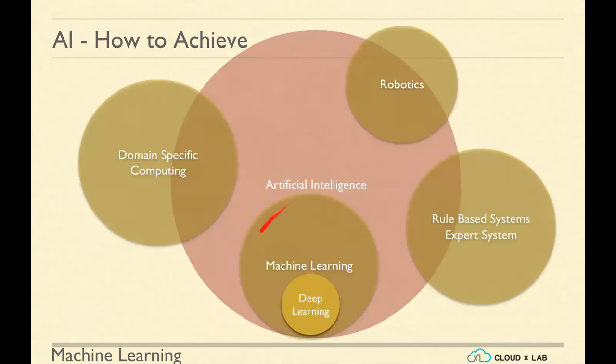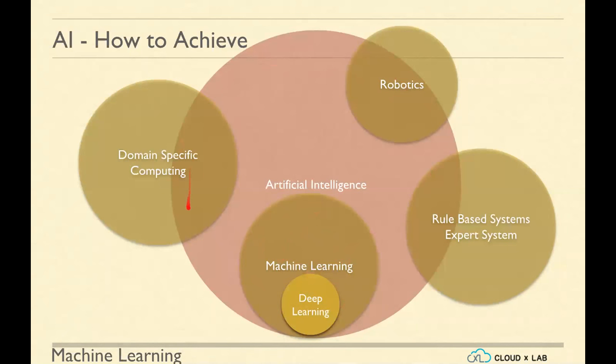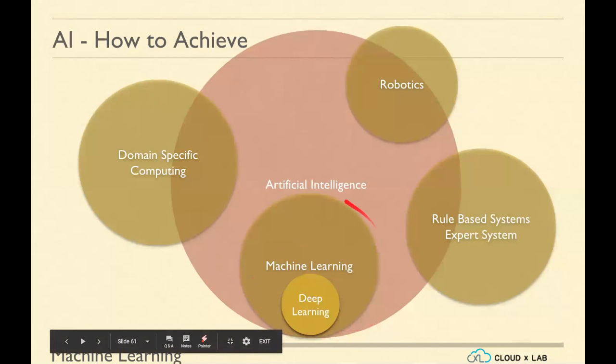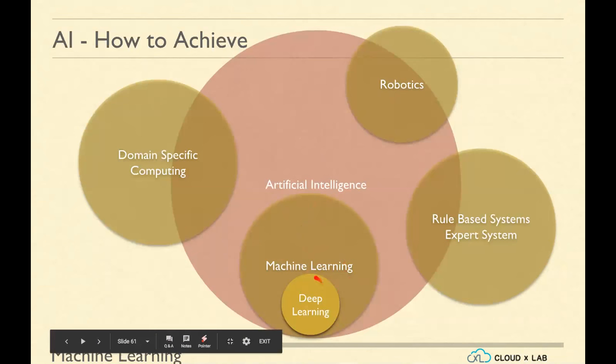And then the core part of artificial intelligence is machine learning, right? So here, this is the brain and these are the rest of the body. Machine learning is the branch of artificial intelligence which helps us achieve AI. And there is further deep learning, which is part of machine learning, a subsection of machine learning algorithms.